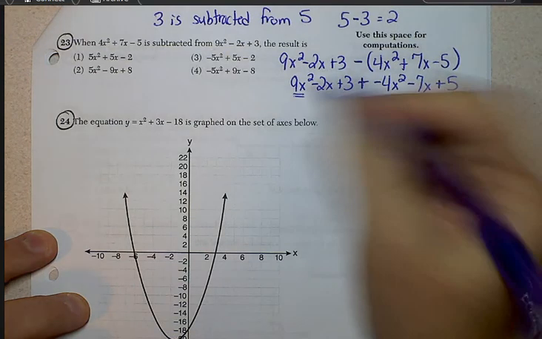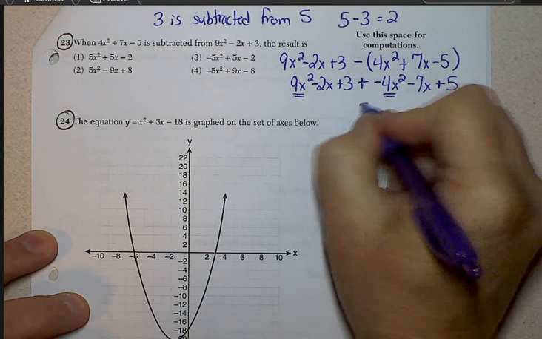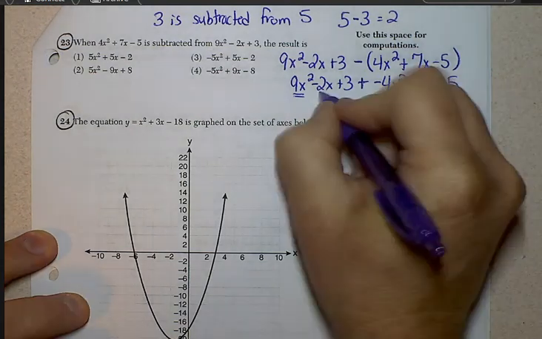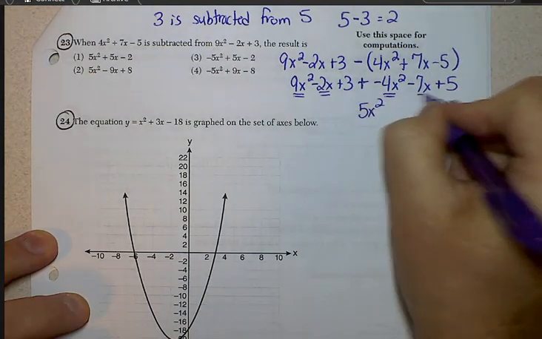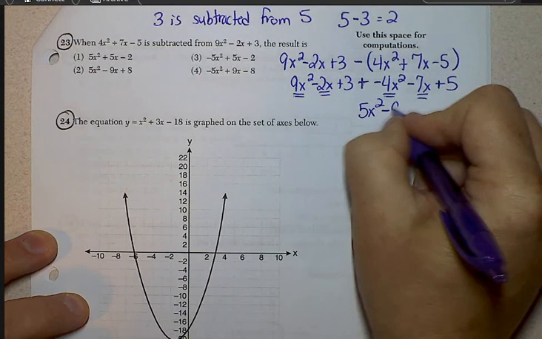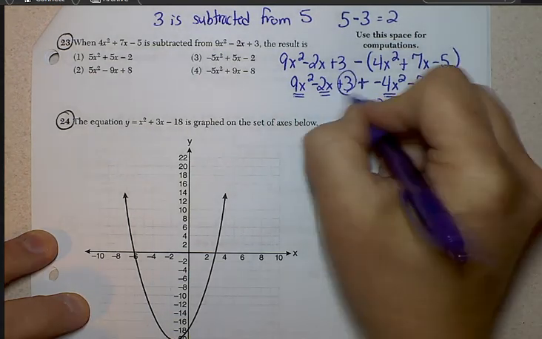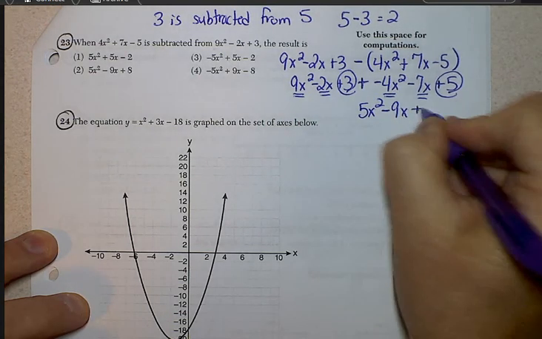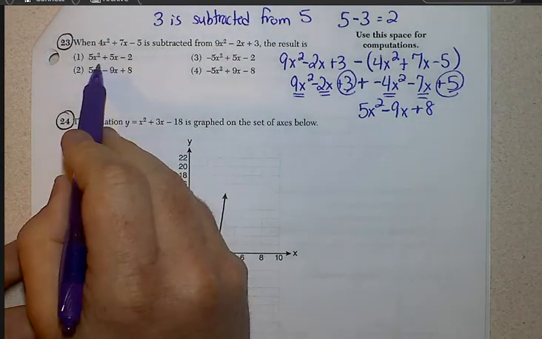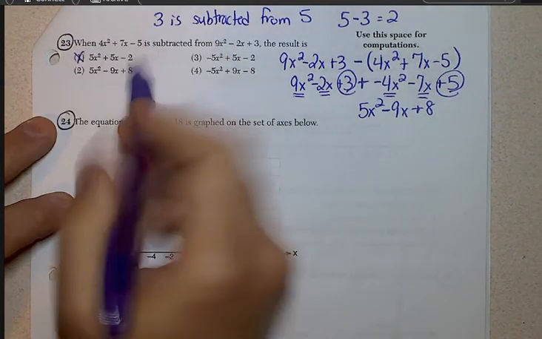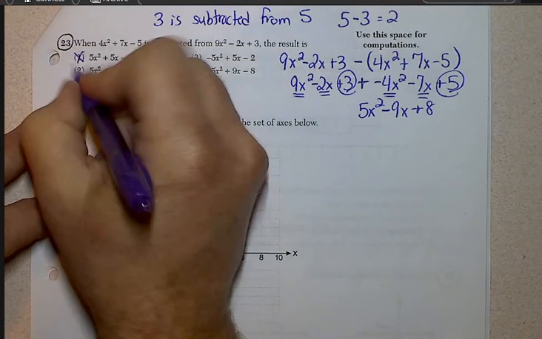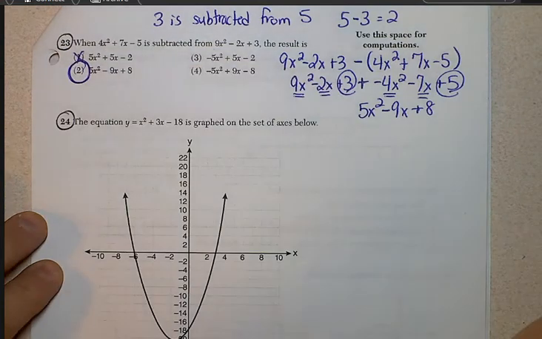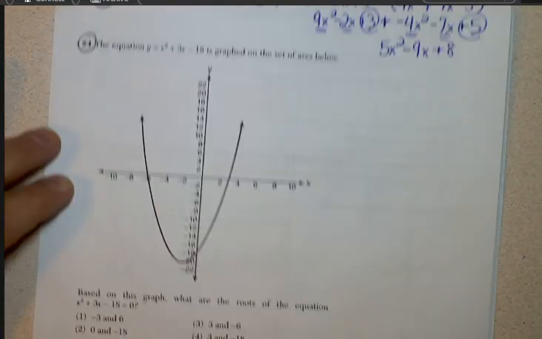9x squared, negative 4x squared, 5x squared. Negative 2x, negative 7x, signs of the same, negative 9x, plus 3, plus 5, plus 8. So I'm looking for 5x squared minus 9x, no good. 5x squared minus 9x plus 8, choice 2. All right, 2 more for right now.